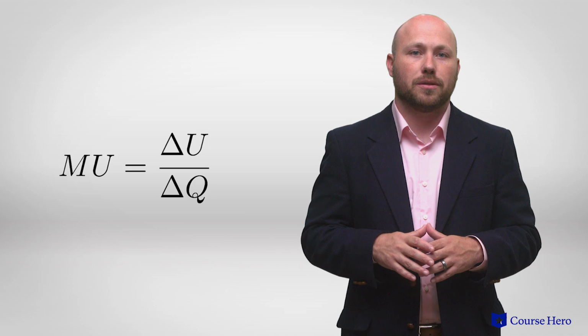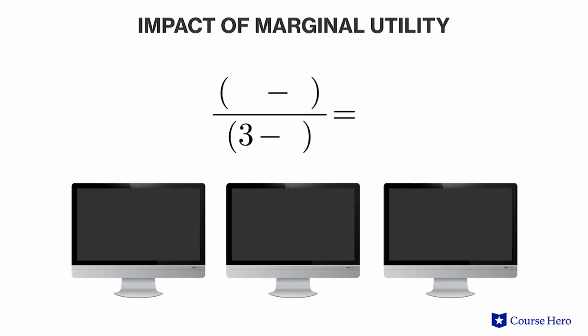quantity of items consumed. For example, if owning 3 computers gives a total utility of 10 utils, but owning only 2 computers gives a total utility of 8 utils, then the marginal utility of the third computer is equal to 2. One thing to keep in mind is that we can still use this formula even if the changes in quantity are not equal to 1.